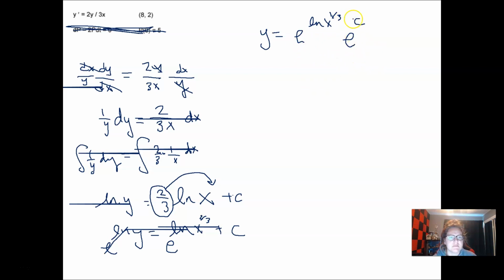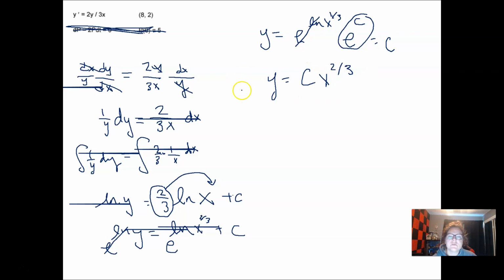because if we combine that same base, it would add the exponents. And so on this one on the left, the e and the ln cancel. And then on this one on the right, we just said e to any constant is still just going to be a constant. So this becomes a giant C. Okay, so y equals C times x to the 2/3.